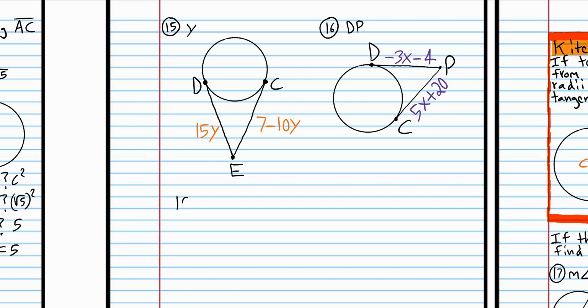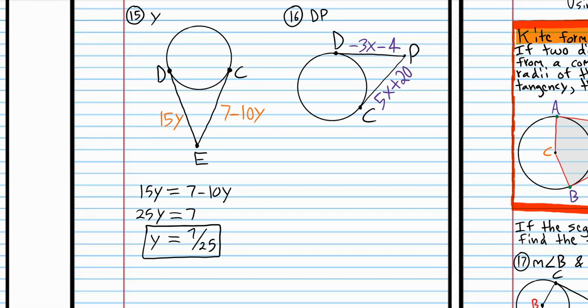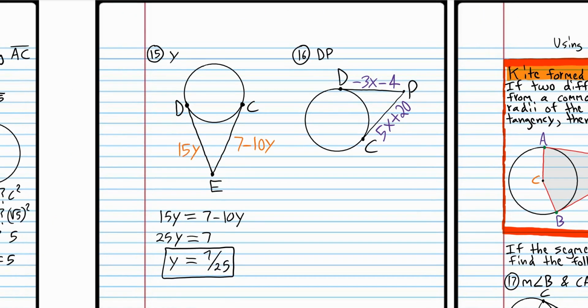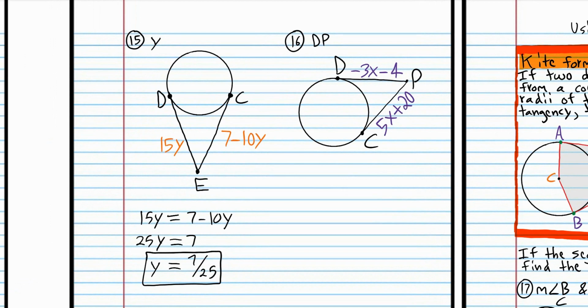All right, we're back. 15y is equal to 7 minus 10y, and we're just going to add 10y to both sides. Divide both sides by 25, and you get 7 over 25, and that's what we're looking for, 7 over 25. Now, is that a weird number? Yes, it is. Does it matter? Not really. That's just the solution. So if you got that answer, good job. Go ahead and try number 16, and when you come back, we'll do it together.